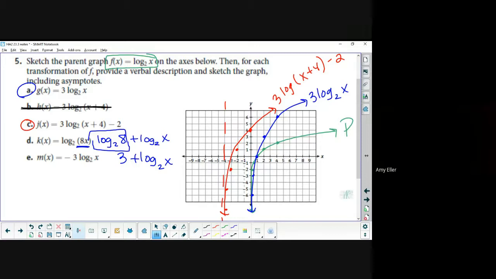Crazy. Please graph the very last one. Oh, this is kind of easy. -3 log base 2 of x.